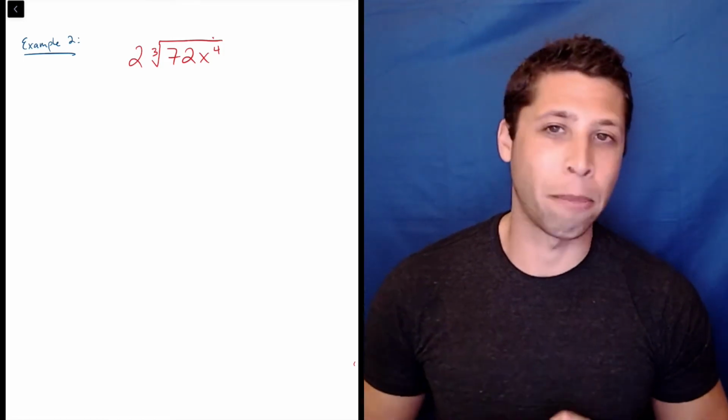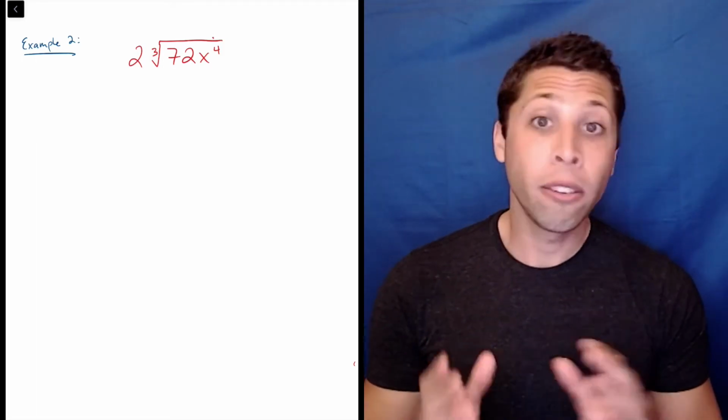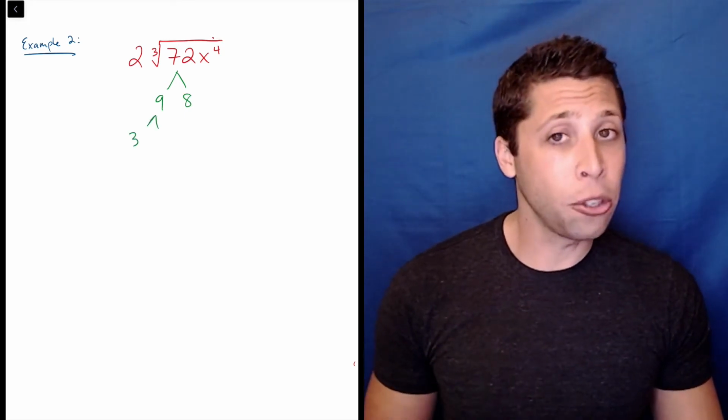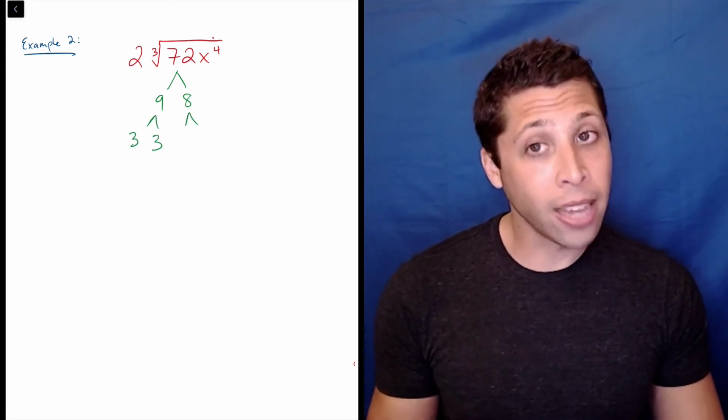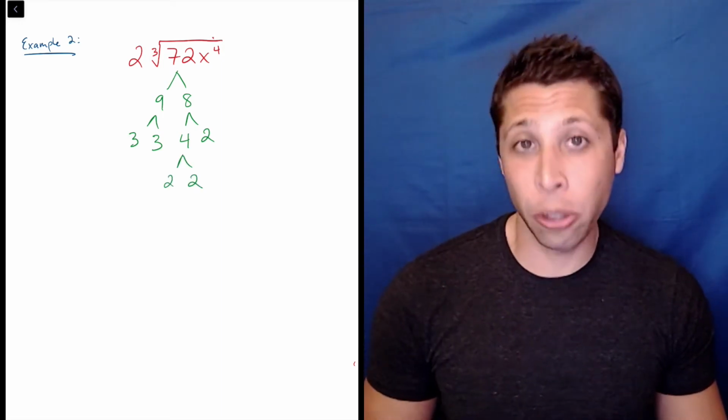Let's try this example for 2 times the cubed root of 72x to the 4th. First, I break 72 up into its prime factors. I know that 72 is 9 times 8. 9 is 3 times 3, and 8 is 4 times 2, and then the 4 is 2 times 2.